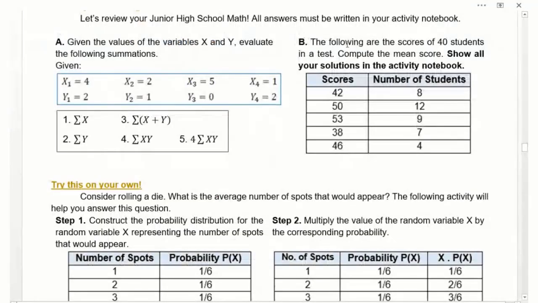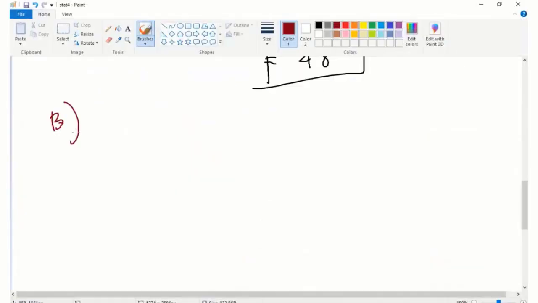So, let's solve this one. Ito yung medyo tricky na part, no? So, the following are the scores of 40 students in a test. Compute the mean score. Okay, compute the mean score. Letter B. So, ang given is, ang scores daw ay may nakakuha na number of students, no?